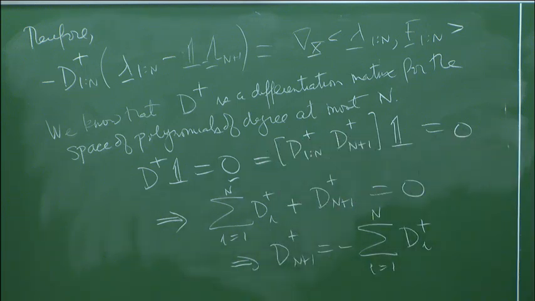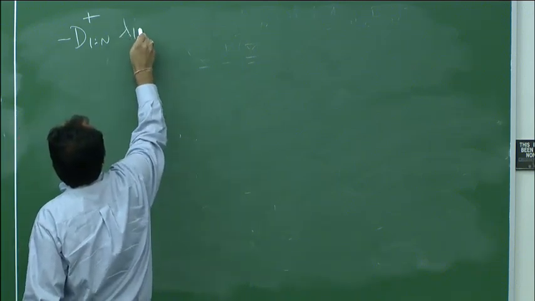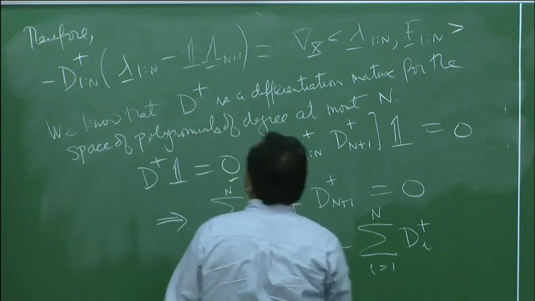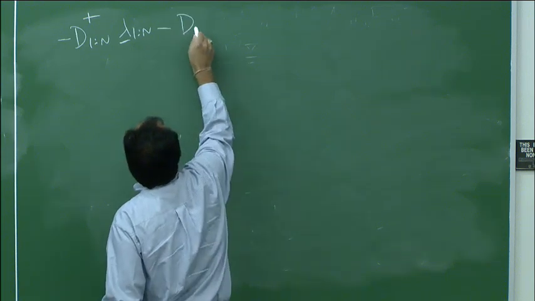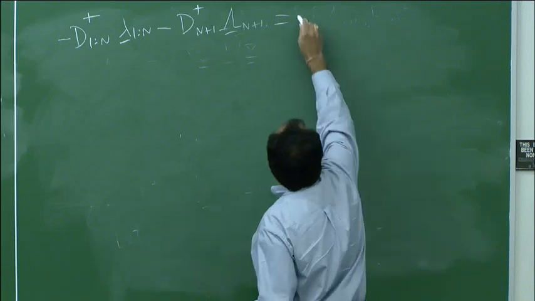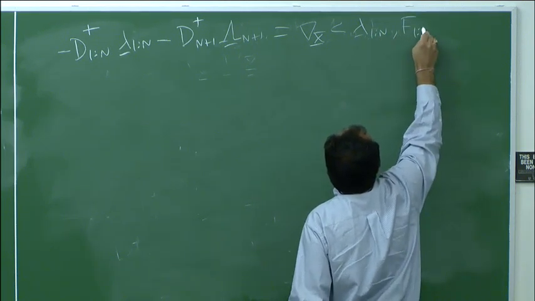So now I can use that fact in the result that I just obtained in that last equation, and I can simplify that result as follows. If I take this result and put it in over there, I get minus D1:n dagger times lambda 1:n, and now I've got D1:n dagger times 1. But D1:n dagger times 1 is equal to minus D n+1. So I get minus D n+1 dagger times lambda n+1 has to equal the gradient with respect to x of the inner product of lambda 1:n times f 1:n.